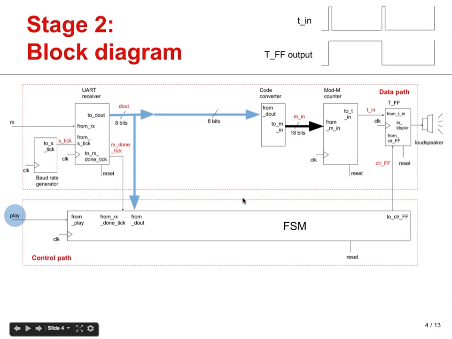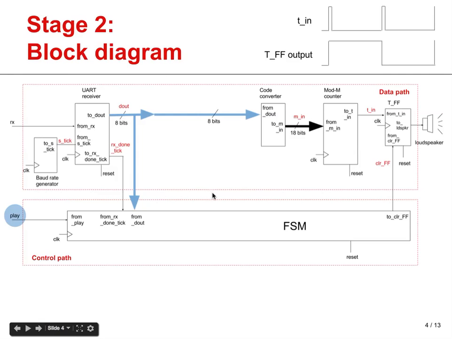Now we will start from exactly the same block diagram that we had for stage 1. Actually, this is exactly what we had in stage 1, and I have just added the play button, in this case, to the control path. The UART receiver is now represented with the baud rate generator and the receiver itself in separate blocks. But apart from that, this is exactly everything that we had on stage 1. Actually, the receiver on stage 1 already included these two modules, but they were represented within the same block.